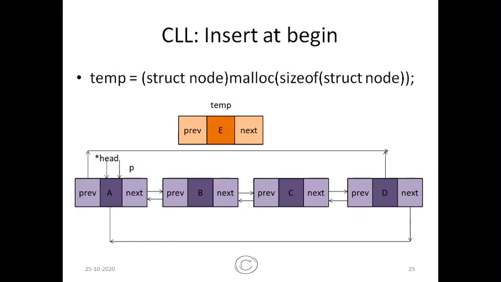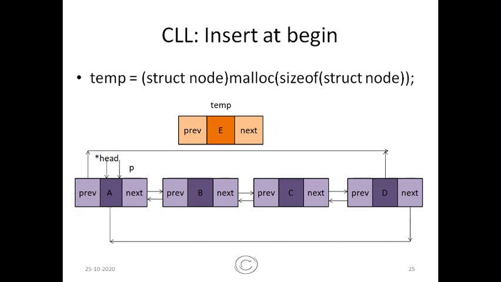Okay, now let's begin. We'll create a temp node first. So temp is struct node. We'll allocate the size of struct node by calling the malloc function, which is an inbuilt function in C: malloc size of struct node.